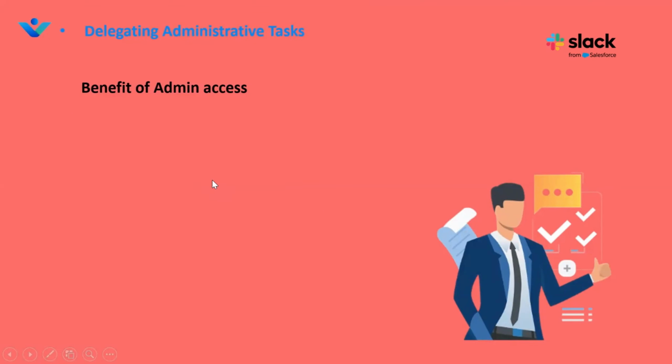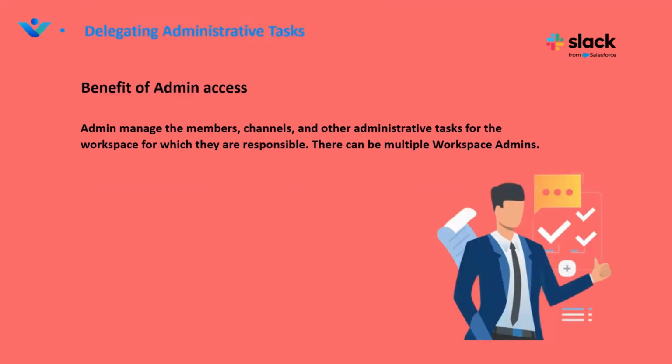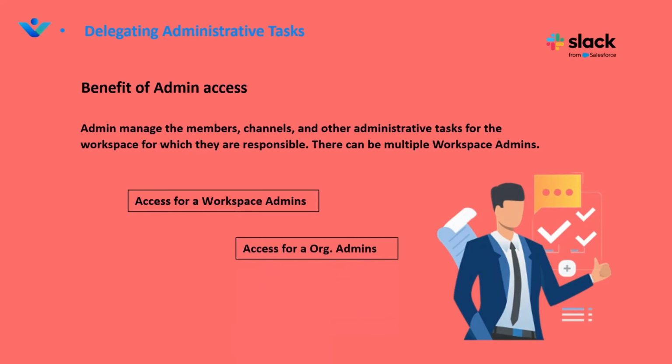Let me explain some benefits of admin access. Admins manage the members, channels, and other administrative tasks for the workspace for which they are responsible. Multiple workspace admins can be added. Workspace admins can create Slack channels, connect channels, rename any channel, delete a channel, create user groups, and invite new guests. Here we have the access for org admins. They can create a new workspace, connect an IDP group to a workspace or channel, manage Slack Connect channels, set up org-wide app management policies, and move channels between workspaces.